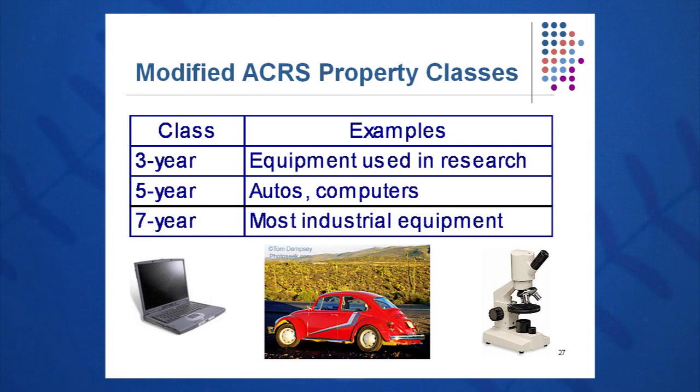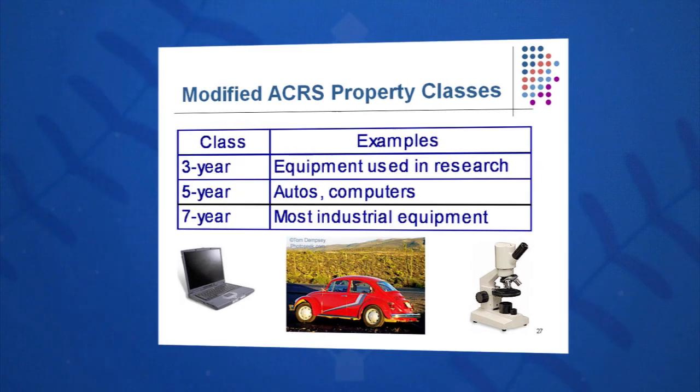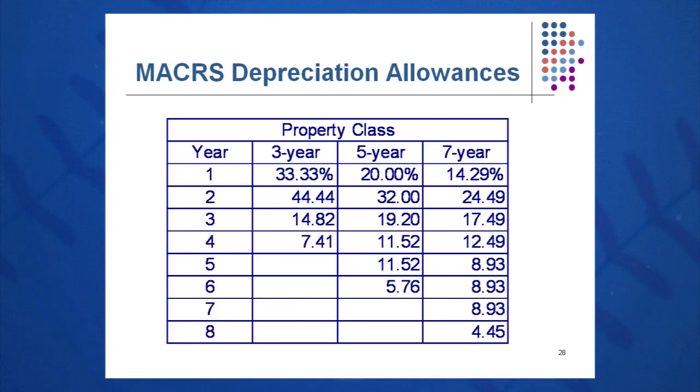Some examples, so the IRS will give you a 3-year class, and our research equipment goes into that, a 5-year class for autos and computers, and a 7-year class for most other industrial equipment, and they have other years tables for property, plant, and equipment that you can depreciate. So we'll stick with the 3, 5, and 7 simple examples. Here's the IRS tables for the 3 years.